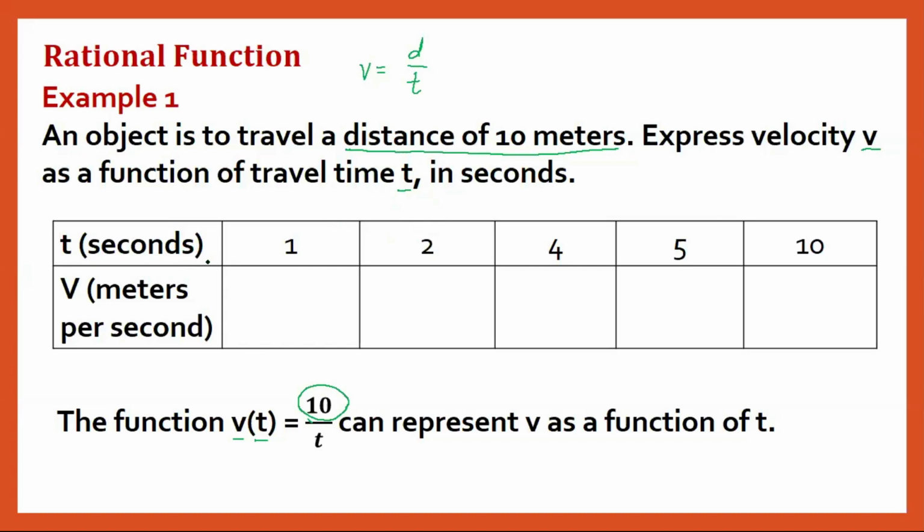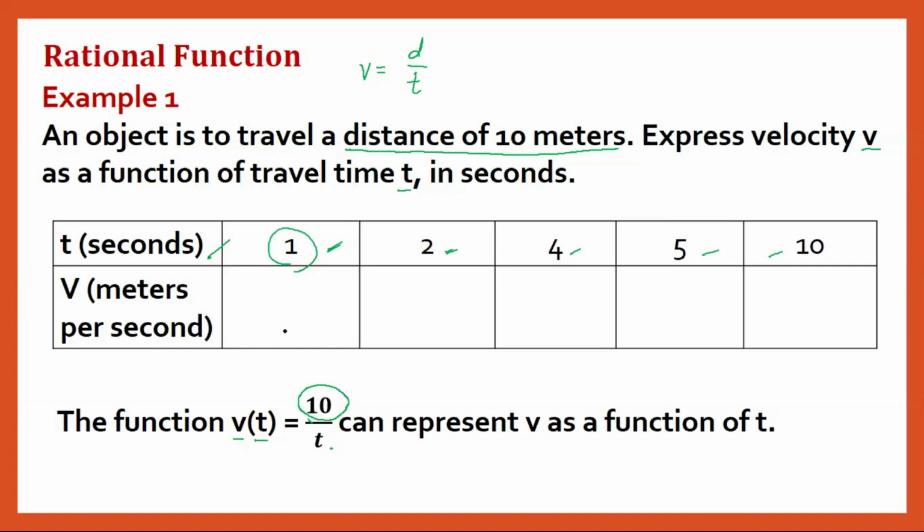Now, how are we going to determine the relationship between these two variables? We have to construct a table of values. Assign any values of x, okay? So in this case, we have assigned 1, 2, 4, 5, and 10. To get the values of y, we simply substitute each of the assigned values in t to the function one at a time. Okay, so let's do it.